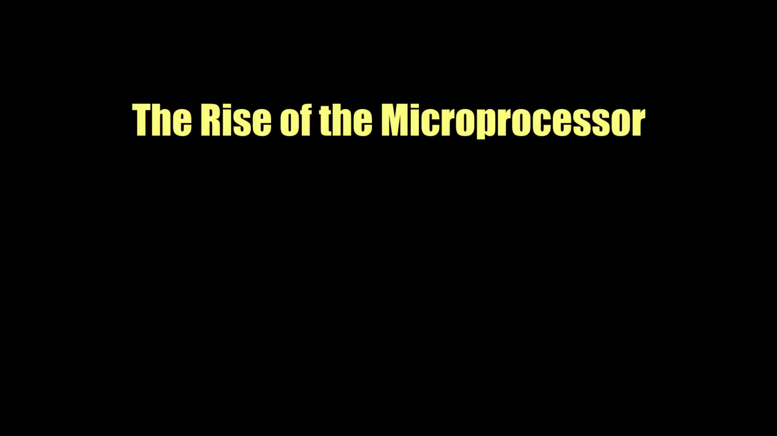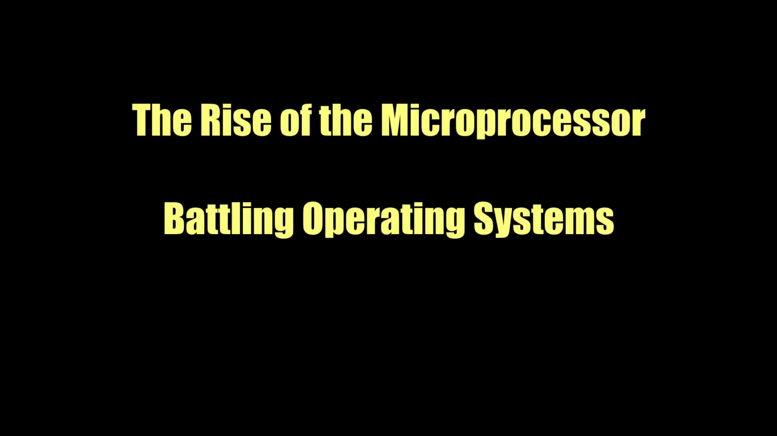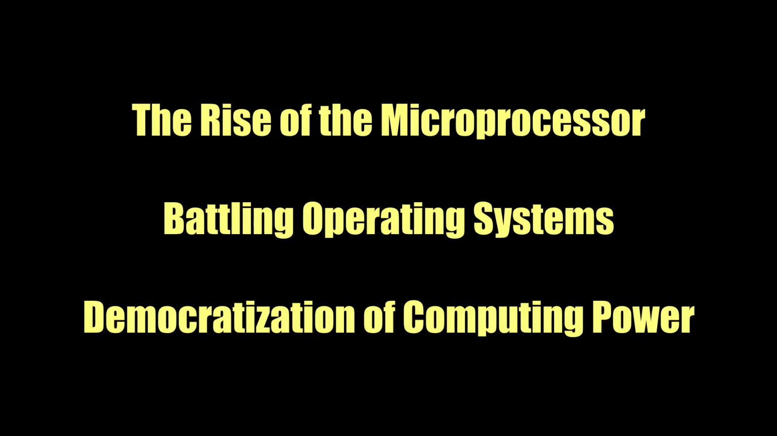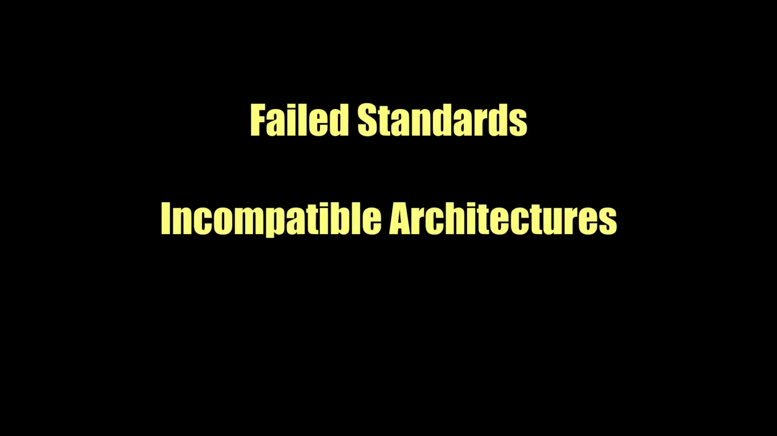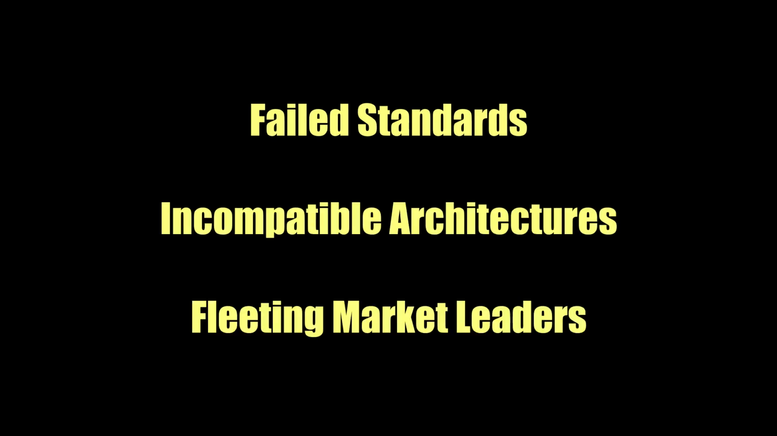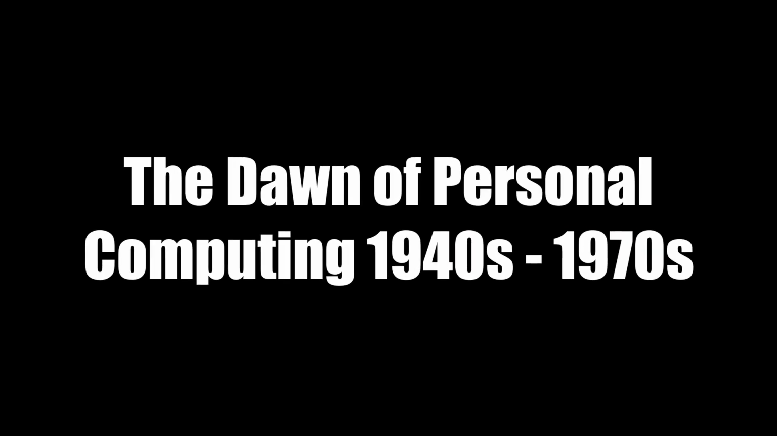Key milestones include the rise of microprocessors, the battle between operating systems, and the democratization of computing power, which in itself is an important concept. Alongside these triumphs lie the pitfalls of failed standards, incompatible architectures, and fleeting market leaders, each shaping the trajectory of modern computing. The dawn of personal computing, 1940s to 1970s.